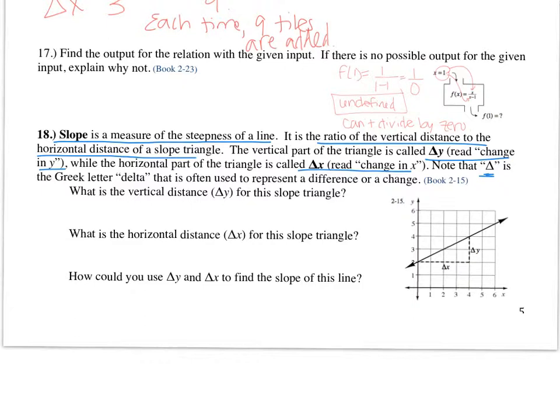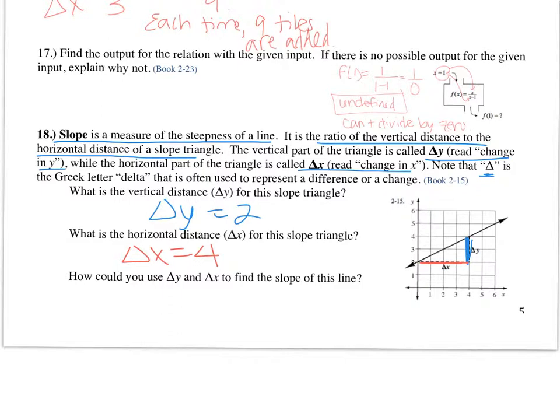So for 18, what is the vertical distance, change in y, for this slope triangle? So we are looking right here. We want to see how many units it is increasing. So that's going to be a 2. So I'm going to say delta y equals 2. What is the horizontal distance, or the change in x, for the slope triangle? So if I look at the bottom, that's going to be 4. So delta x is 4. And I'm just counting the blocks over.